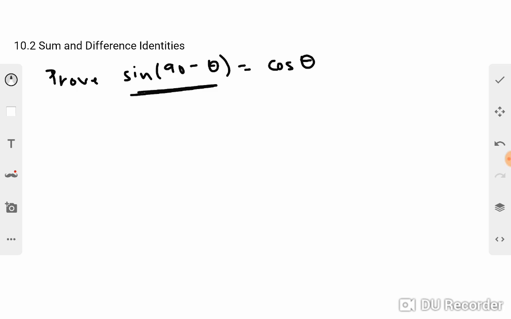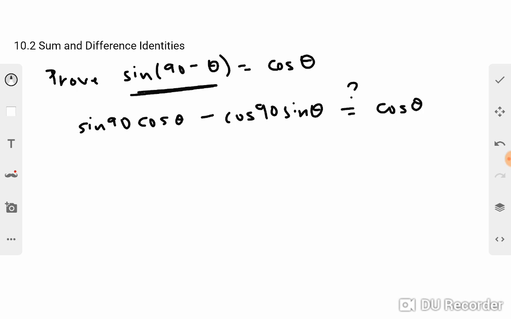So this would be our sine identity with subtraction in the middle. So we'd get sine 90 cosine theta minus, and then they reverse, cosine 90 sine theta. Okay, and we're trying to get that to equal the right-hand side, which is cosine theta.